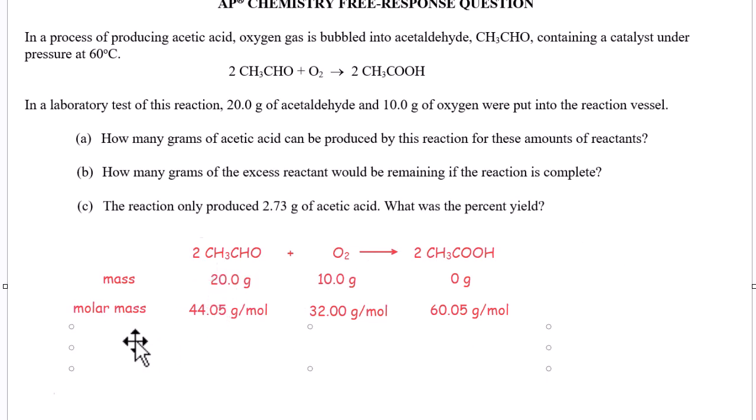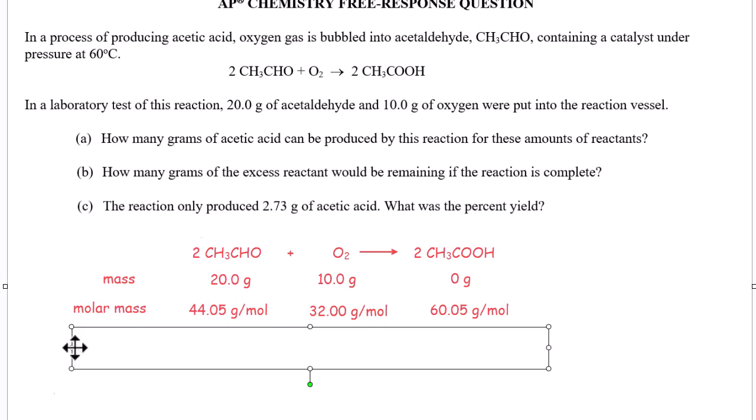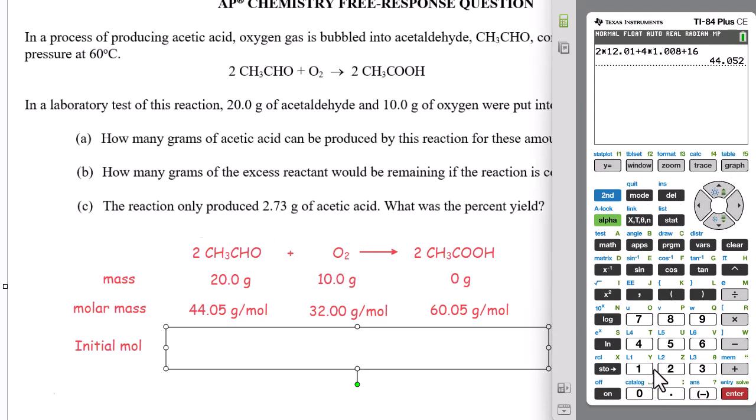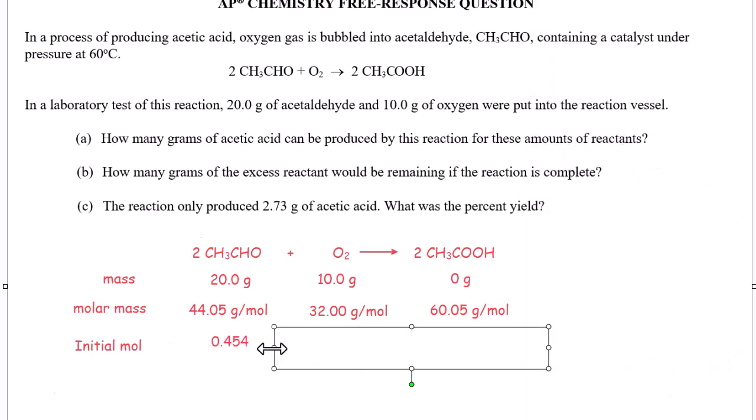20 divided by, and this is the next row in our ice chart. This is our initial moles. You should know automatically grams to moles, divided by molar mass. You shouldn't have to even think about that. That's automatic. So I'll take my calculator again, and I'll take that 20 grams and divide it by our 44.052. There's our moles of acetaldehyde. We have the amount, and we've got the moles, and we've got the I of our ice chart. Our 10 divided by 32.